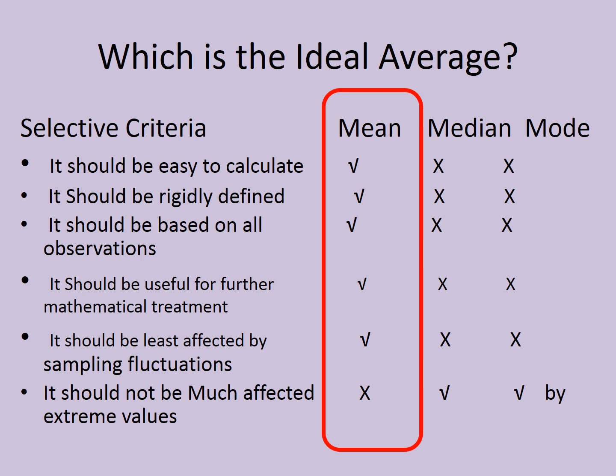It should be rigidly defined. It should be based on all observations. We add all observations, so we are considering all observations and not missing any, so it is based on all observations. It should be useful for further mathematical treatment. Yes, we can calculate the standard deviation or the measures of variation with the help of it. It should be least affected by sampling fluctuations. Yes, it is. And it should not be much affected by extreme values.